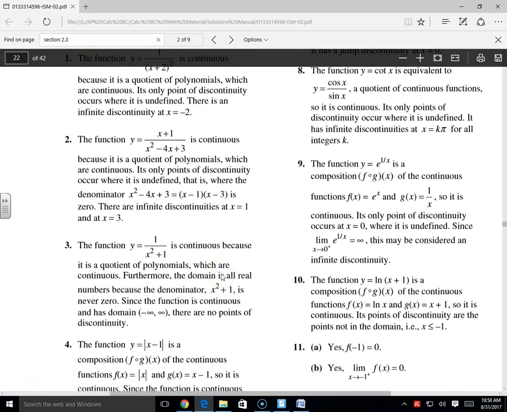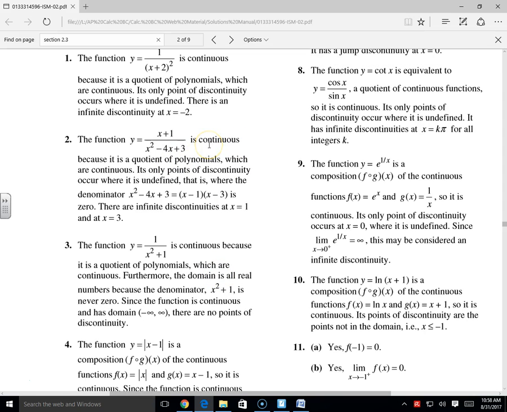Alright guys, quiet down. Continuous because the top is continuous and the bottom is continuous. The only place where it's discontinuous is 1 and 3.